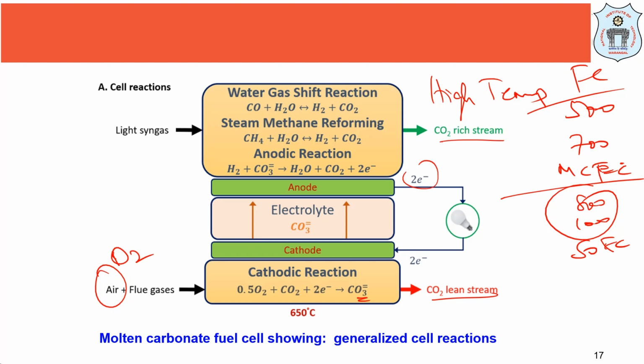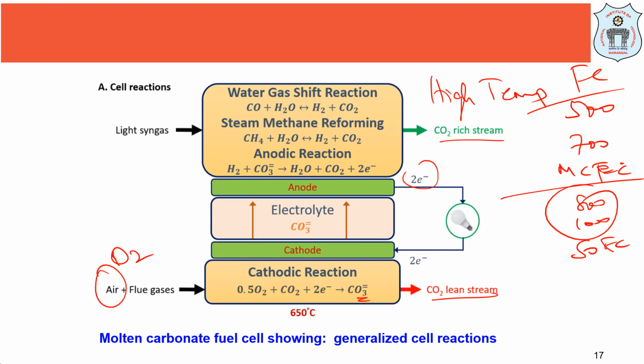If it is a low temperature fuel cell where we are supplying these light syngas as raw material, this unit will be taking place outside. These two, steam reforming followed by water gas shift reaction, then followed by carbon monoxide removal, all that will be done, and the pure hydrogen will be sent into the fuel cell. So that's what happens in low temperature fuel cells, but it is a high temperature fuel cell.